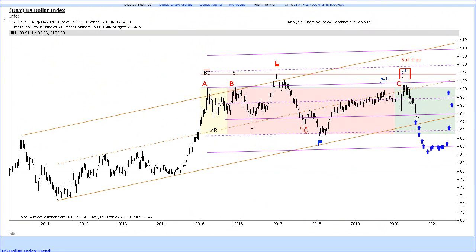Right, so this is where we are. So overall, long term a bullish pattern, but it's short term bearish. The dollar could go down to 88, 85, or even 84.